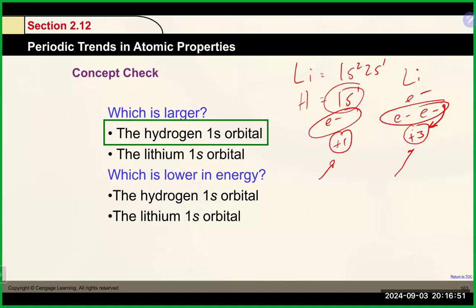Because it's not going to feel as strong of a pull towards that nucleus. By that same token, which one should then be lower in energy? Remember, lower in energy is the one closer to the nucleus. So that's where the lowest energy orbitals are, closer to the nucleus. So which one got pulled closer to the nucleus? It is the lithium one because of that. Any question on either of those there? No? All right.